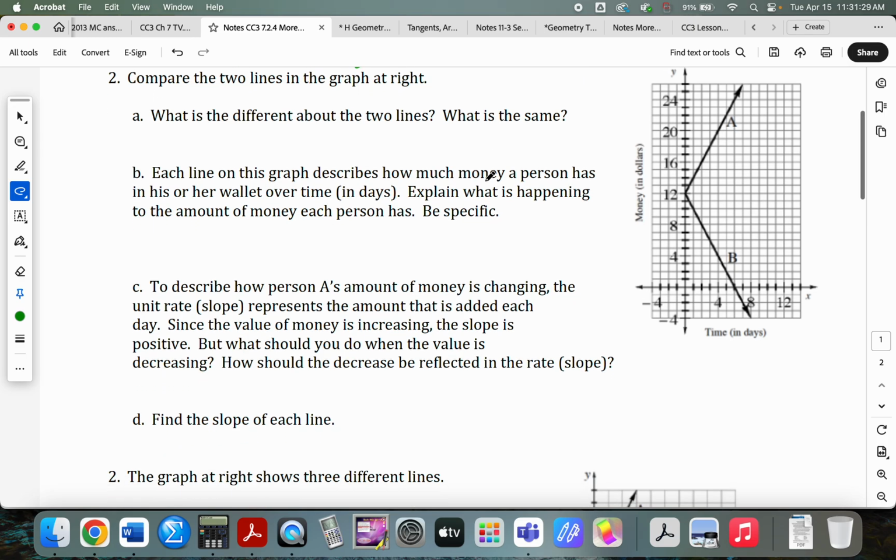All right, then it asks you to compare these two lines. What's different about the two lines and what is the same about the two lines? Let's start with what's the same. What's one thing that is the same? I'll take a volunteer. So what does that mean when you say they start at the same place? What do we call that point? They cross the y-axis at the same time, which is called the y-intercept. They both have a y-intercept of 12.